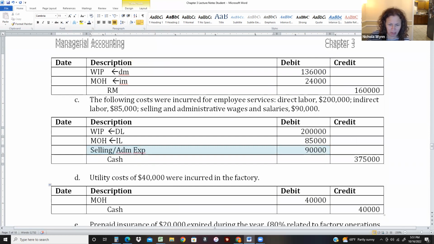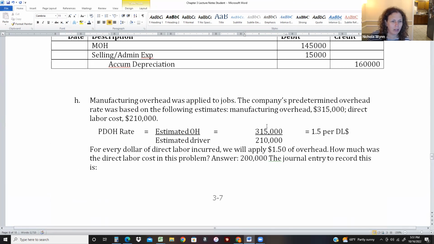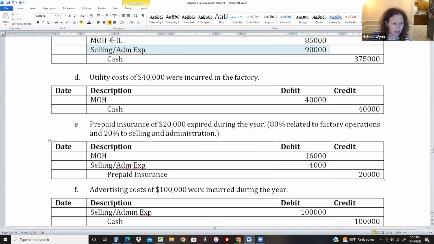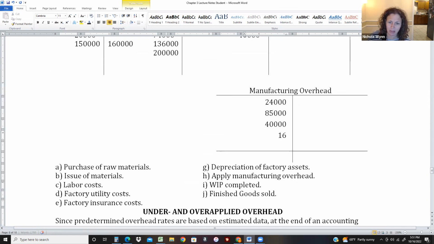And then cash, nothing. Okay, MOH is a debit for 40 and then cash, so I'm going to put my 40 here. Okay, and then letter E, a debit to MOH of 16. And then I've got more selling and admin expenses. Again, I'm just going to keep track of those because I'm going to need them later. MOH is 16 though, so I'm going to go to MOH and debit for 16.